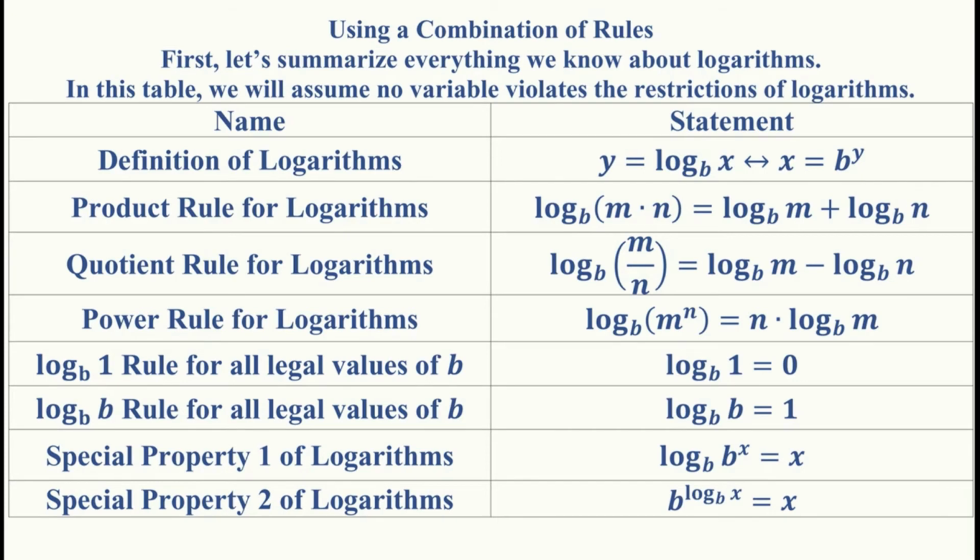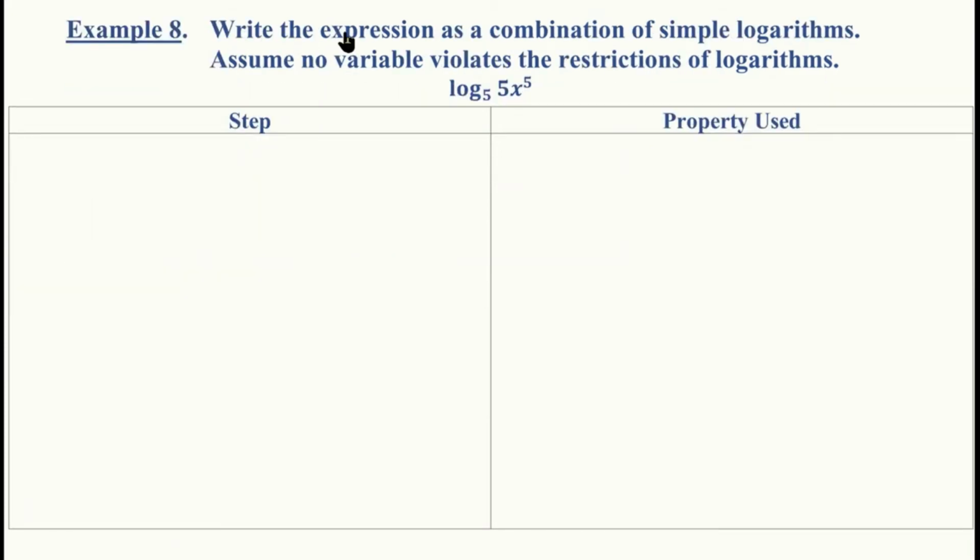We're going to be utilizing some or all of these in the next few examples. All right, in this example, we want to write this log as a combination of single logarithms. So what do we mean by simple logarithms? We mean logarithms where the argument is just either a constant to the power of 1 or a variable to the power of 1. That's what we mean by simple logs. You'll see in a minute what they look like. So the first thing we'll do, well, let me just go ahead and copy the problem down.